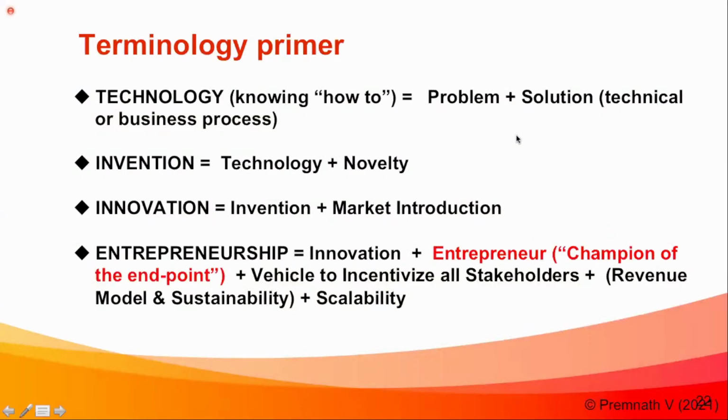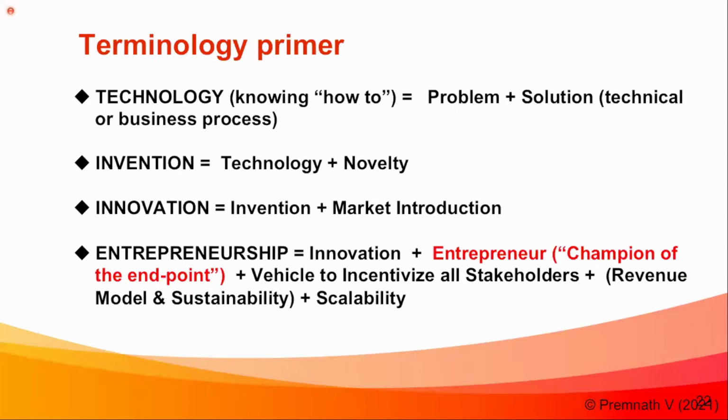So this is a quick primer for all of you, if you missed some early part. When I look at technology, it is about just knowing how to do things, right? So it's a problem accompanied with a solution for it, right? You're solving a given problem and you know how to do it, and that's technology. Invention is technology with an element of novelty, right? Innovation is invention taken with market introduction. That means it has reached the market. And entrepreneurship is a vehicle that makes innovation possible.